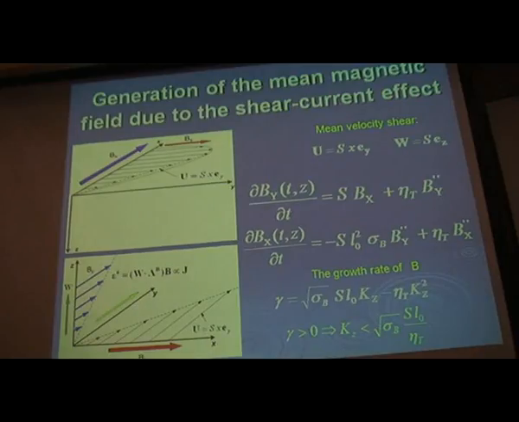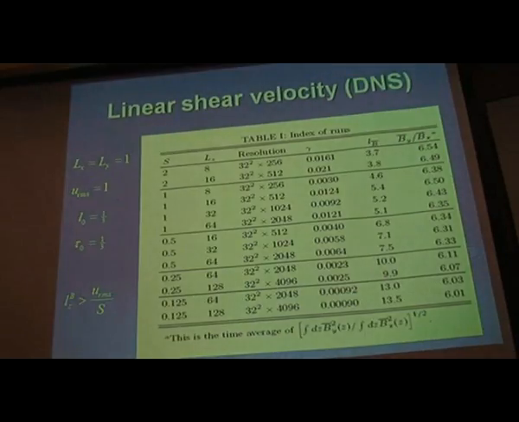It is very important that the growth rate of the large-scale instability is computed, and if shear is small, then Lz should be large. If doubling the size of the box doesn't change the growth rate, then we have a convergent system. So this is the parameter range for these numerical simulations.